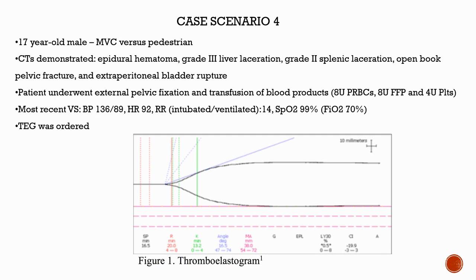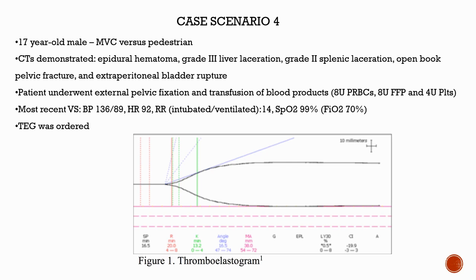Case scenario 4. A 17-year-old male met with a road traffic accident, developed epidural hematoma, multiple abdominal injuries and pelvic fracture. The patient underwent external pelvic fixation and transfusion of multiple blood products. The patient was stabilized and still on ventilator. A TEG was ordered and this was the tracing. Kindly describe this.